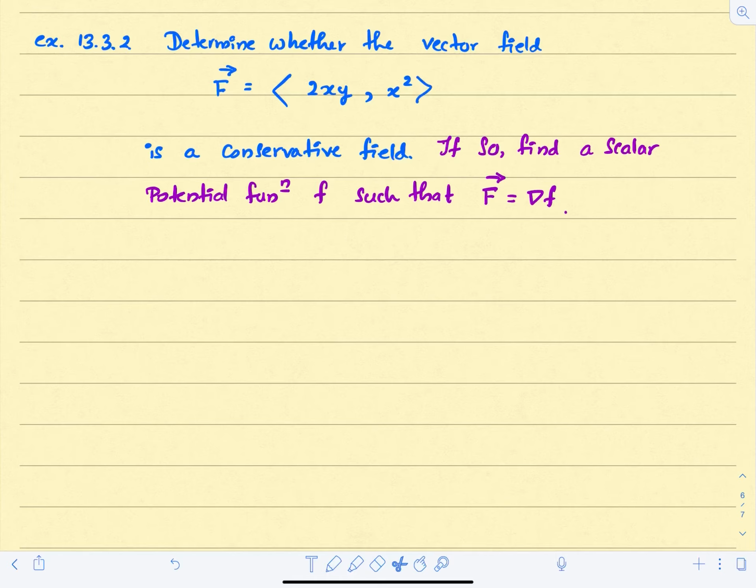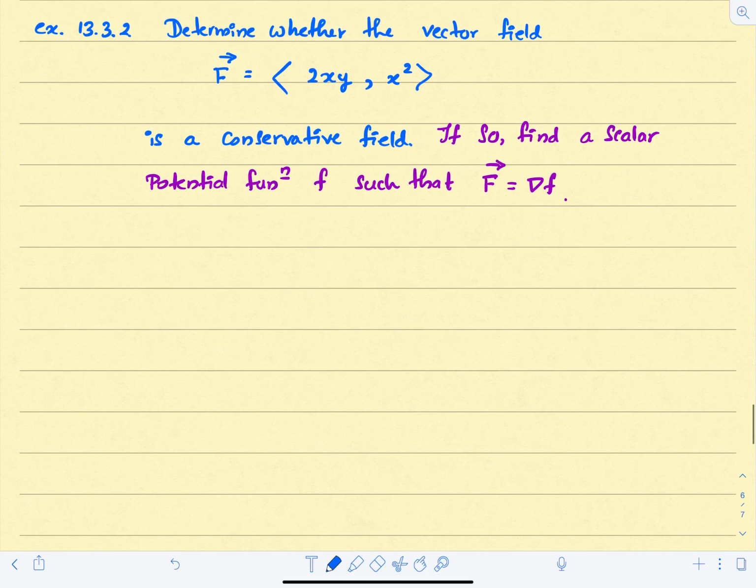Let's consider the second example. Now, in this example, we want to check whether this vector field f is conservative or not. And if it is conservative, then we should find this scalar potential function little f, so that its gradient equals the given vector field. Okay, let's do the first part.